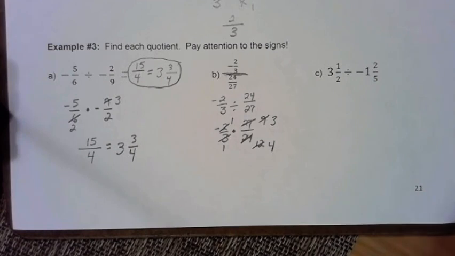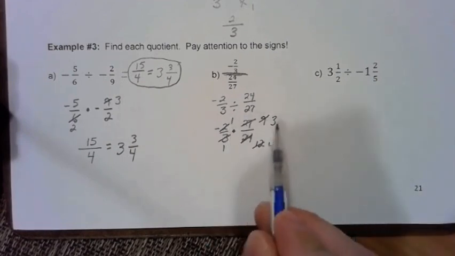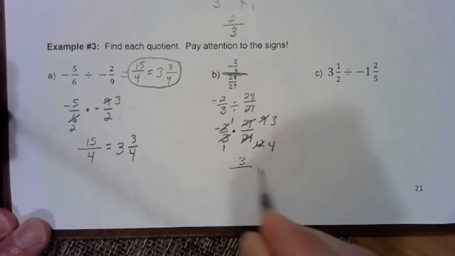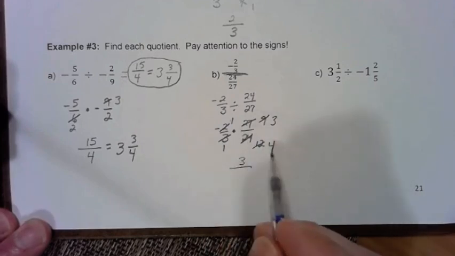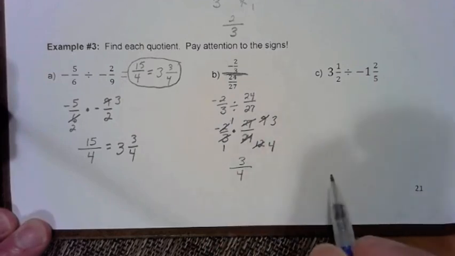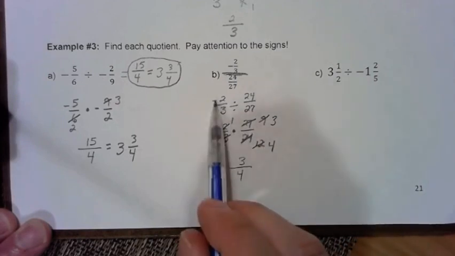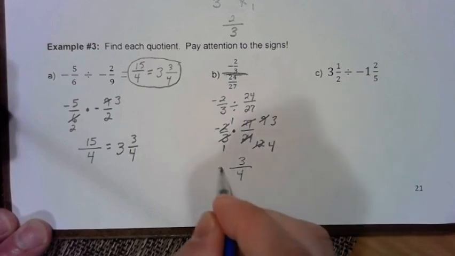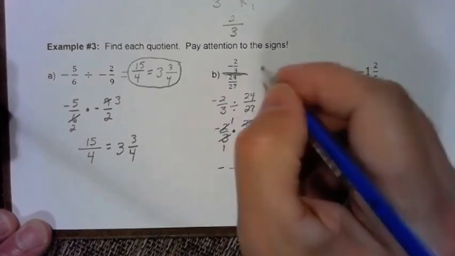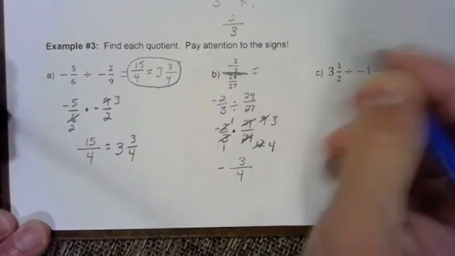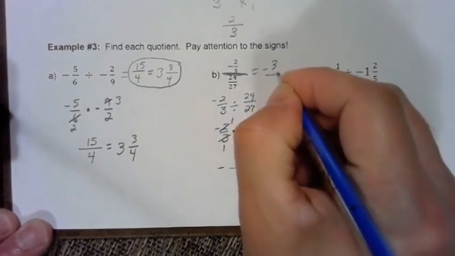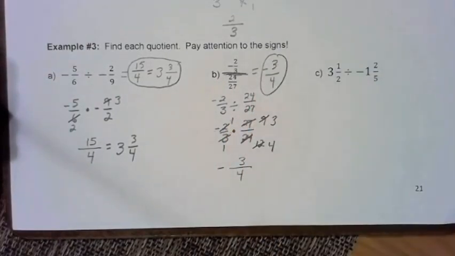So now I'm going to multiply my numerators. 1 times 3 is 3. Denominators, 1 times 4 is 4. And for the sign, it was a negative times a positive, or a negative divided by a positive, which is going to be negative. And so the answer to this complex fraction, this division problem, is negative 3/4.